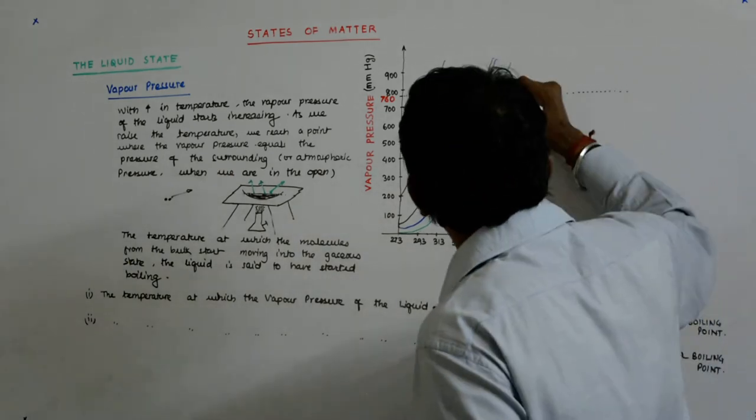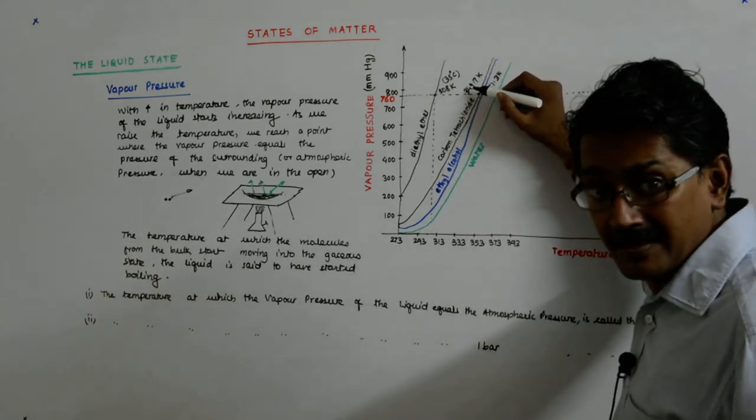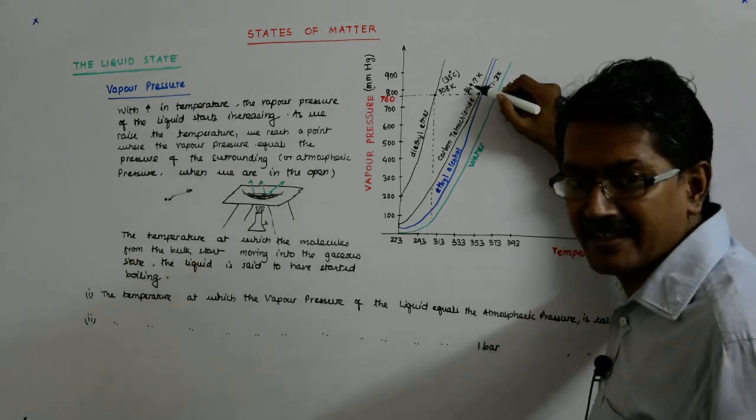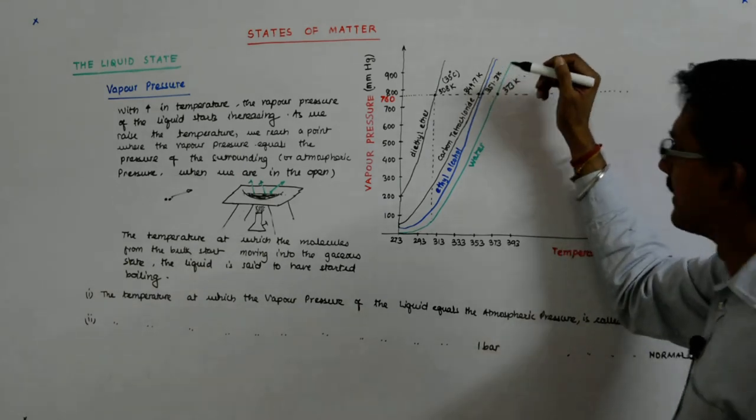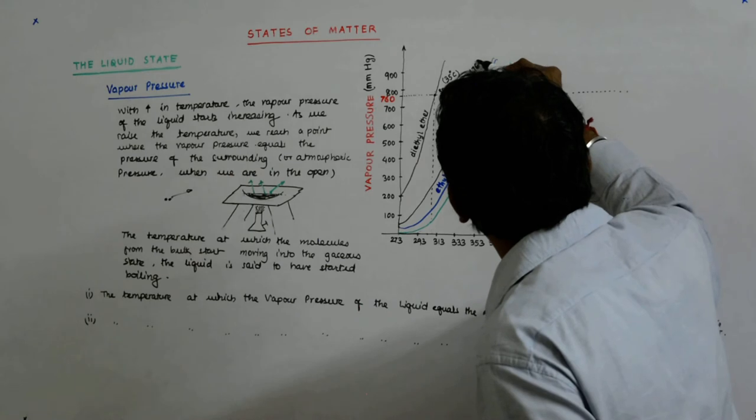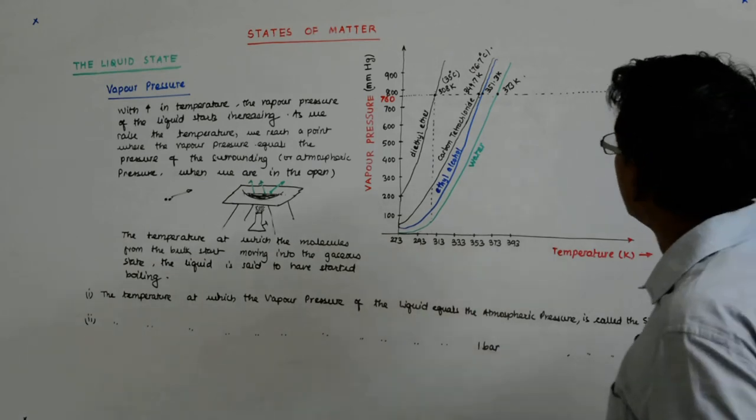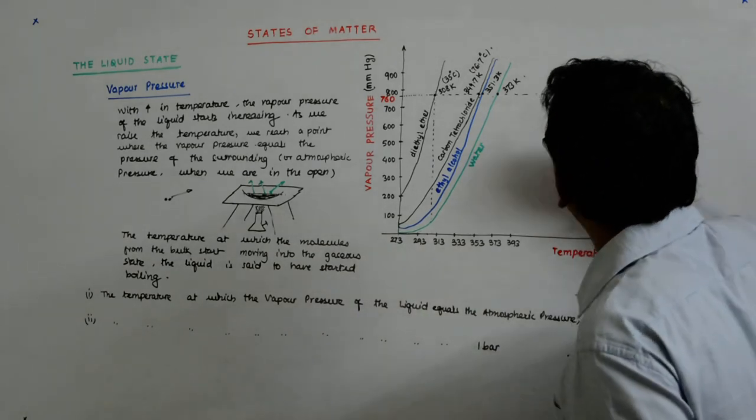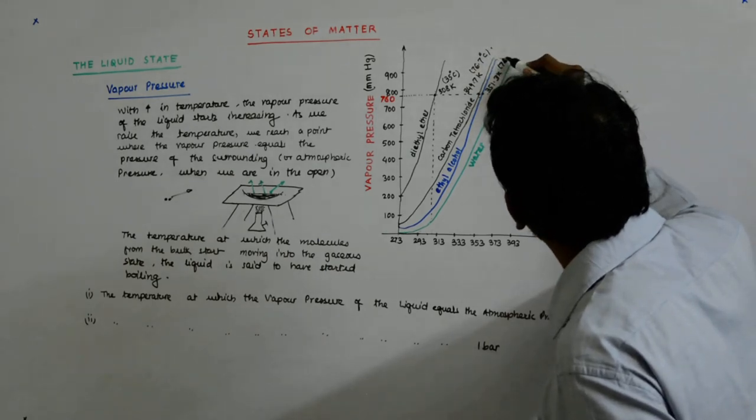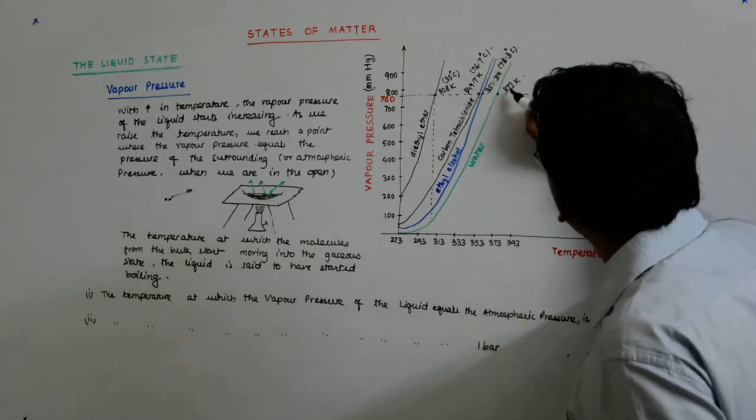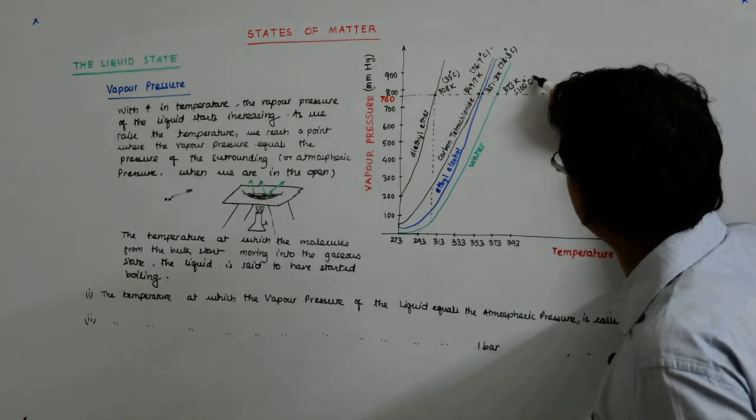And the normal boiling point for carbon tetrachloride is 76.7 degrees centigrade, right? So this is 76.7 degrees centigrade, and this is 78.3 degrees centigrade. So this is 78.3 degrees centigrade, and our water is at 100 degrees centigrade.